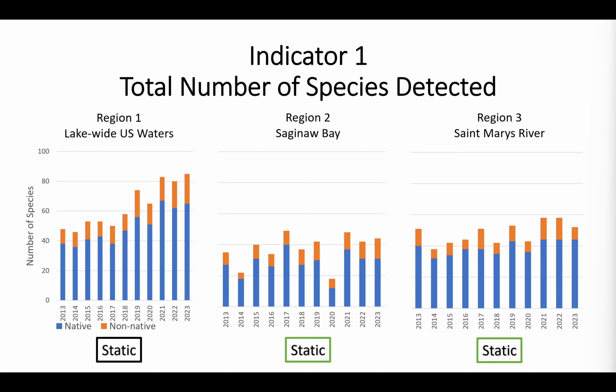So we do believe that there's been no new establishment of invasive species in the lake since 2013, and no new significant extirpations of native species. So overall, amongst the U.S. waters and Saginaw Bay, St. Mary's River, we believe that the total number of species that are present in the lake are pretty stable.